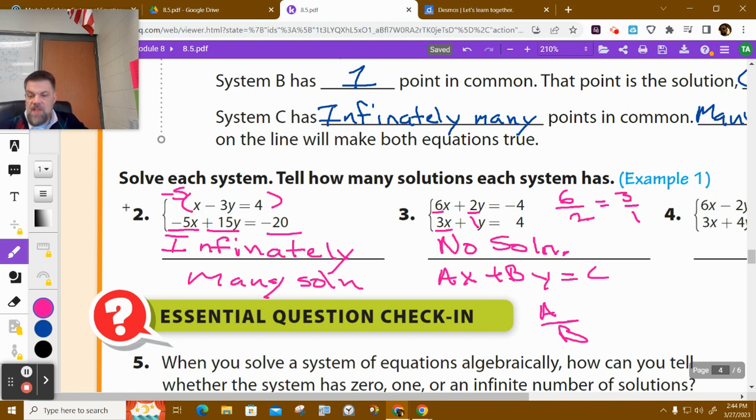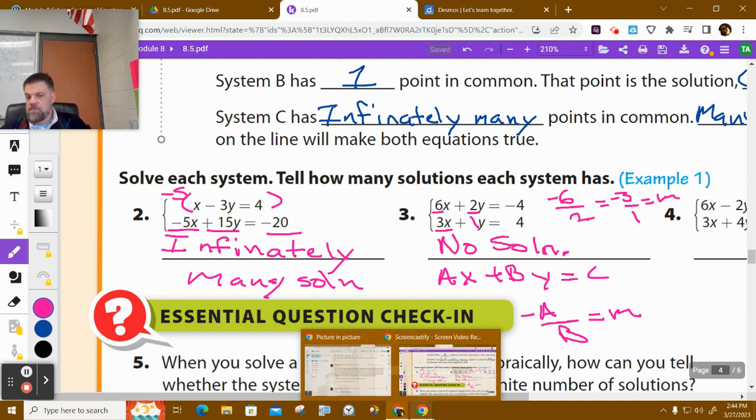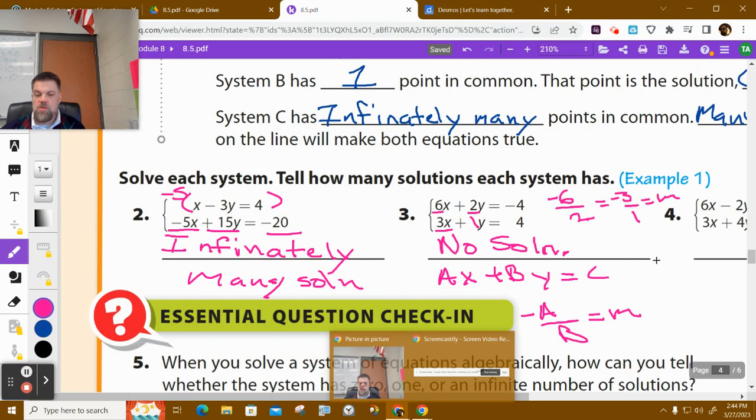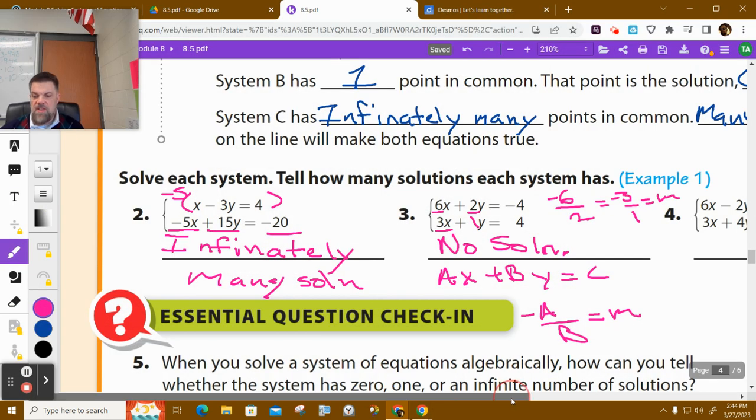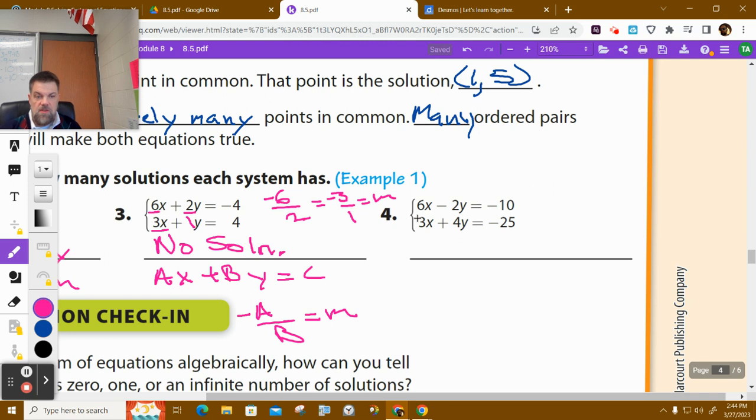Technically, the slope, m, is equal to -a over b. So I technically would put this here, and that would be the same slope. Okay? So that has no solutions. And then by default, this last one has one solution.